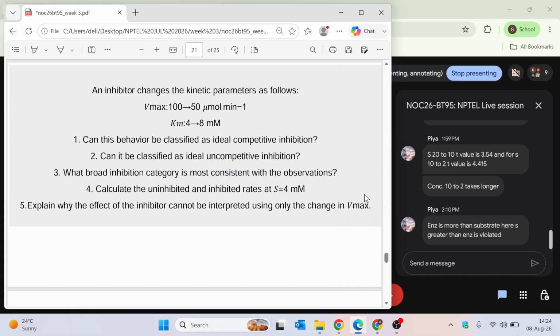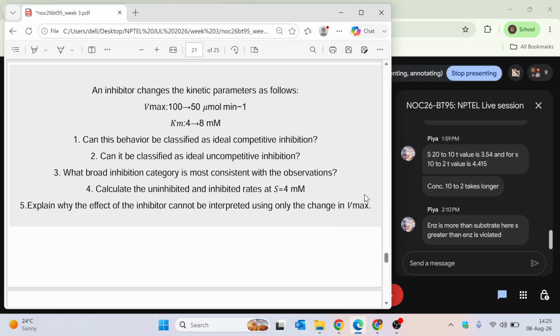Okay, so the next question is, an inhibitor changes the kinetic parameters as follows. The Vmax is getting decreased and the Km is getting decreased. As we saw in the earlier questions, the second and third, we saw about competitive inhibition, uncompetitive inhibition and so on. So in a competitive inhibition, you know that the Km will increase but the Vmax will remain unchanged. So it is not a competitive inhibition. That is the first question here.